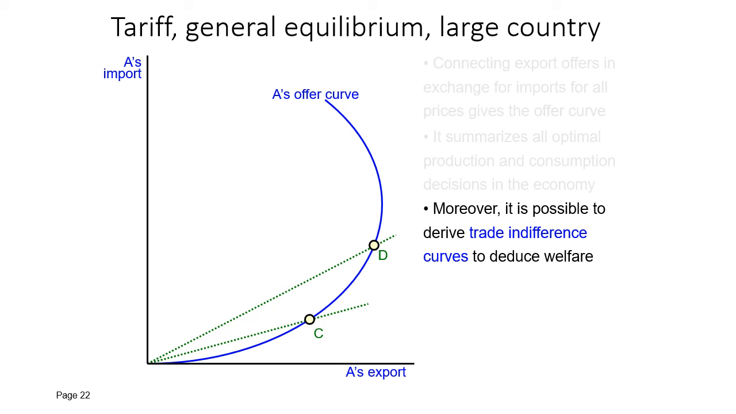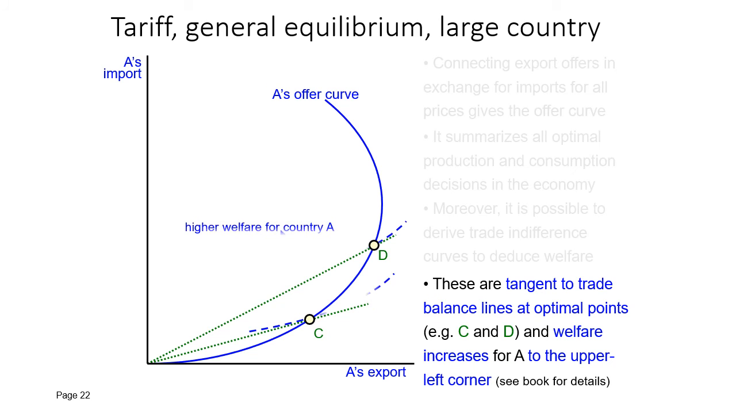Moreover, it's also possible to derive trade indifference curves that reduce welfare, and these are usually tangent to the trade balance lines at the optimal points like C and D, and welfare increases as we move to the upper left corner. And you can go check this in your book for further details about these trade indifference curves.